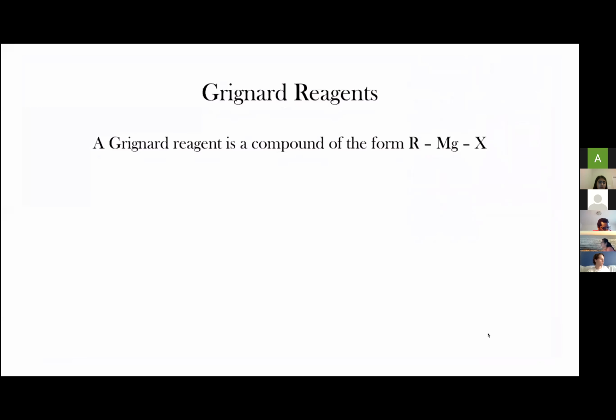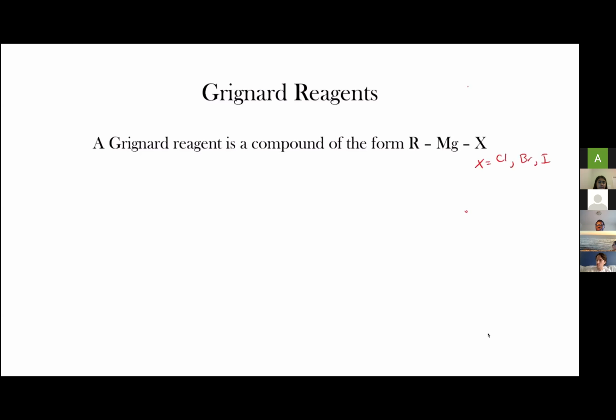Okay, so we're going to start off by talking about Grignard reagents, then we'll talk briefly about organolithium reagents, and then look at how these reagents are used. So let's just get started with Grignard reagents. A Grignard reagent is a compound in the form RMgX, Mg being magnesium, and X being a halide. So that being chlorine, bromine, or iodine.